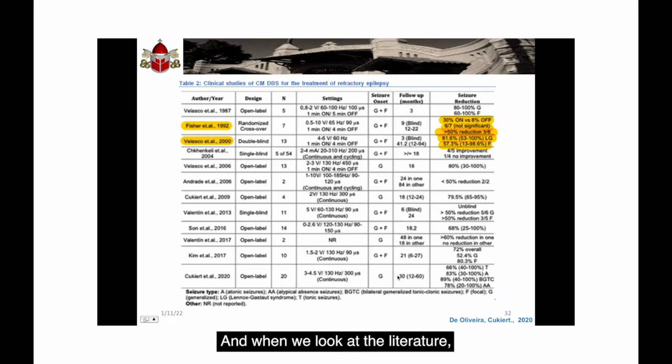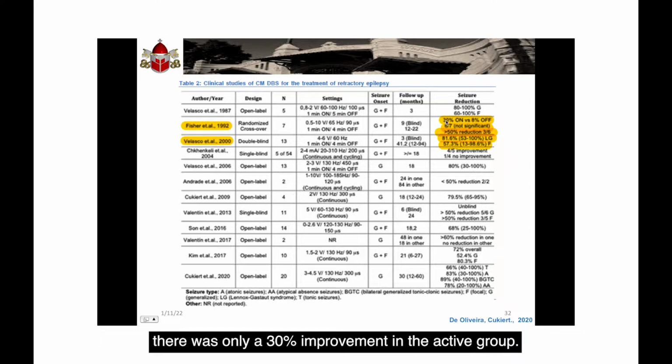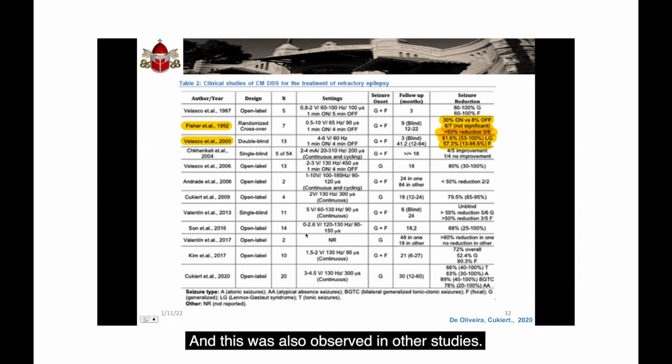And when we look at the literature, we have one randomized trial that was done with patients with generalized and focal epilepsies. When we look at the overall results, there was only a 30% improvement in the active group. However, when we look at patients only with generalized seizures, for example, patients with Lennox-Gastaut syndrome, they showed more than 80% reduction in seizure frequency. And this was also observed in other studies.